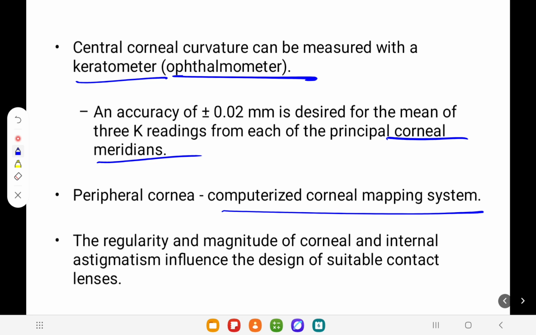All good. The regularity and the magnitude of corneal and internal astigmatism influence the design and suitability of contact lens. Definitely, if there is high internal astigmatism, we do not prefer spherical RGPs. Yes, we prefer front bitoric, basically, or soft toric contact lens. So it's very important to differentiate whether astigmatism is corneal, especially anterior surface corneal, or internal. Yes, keratometry will also help us to distinguish these two factors.